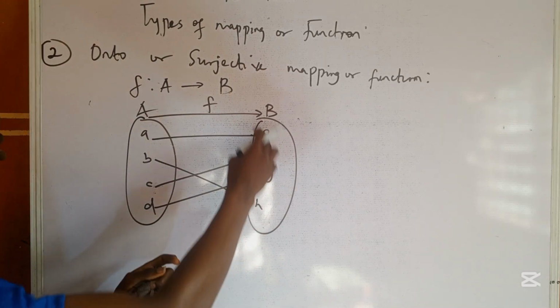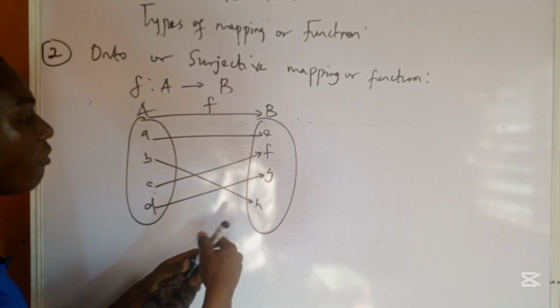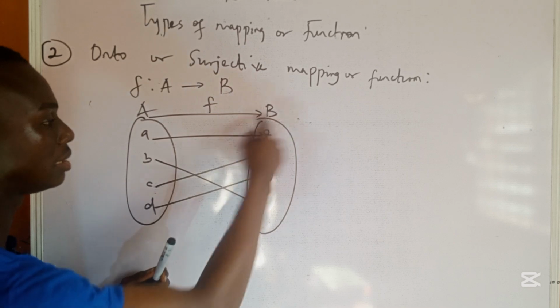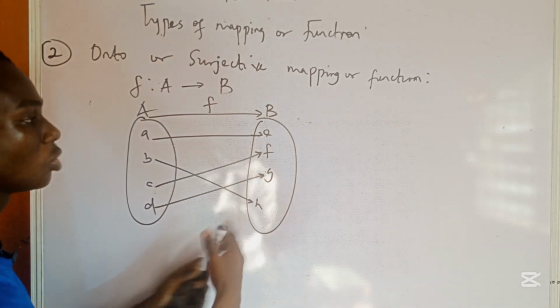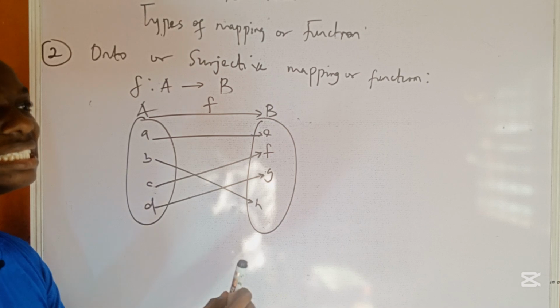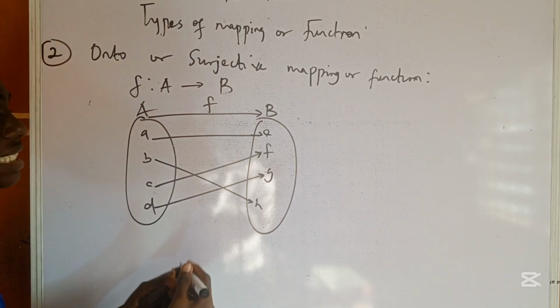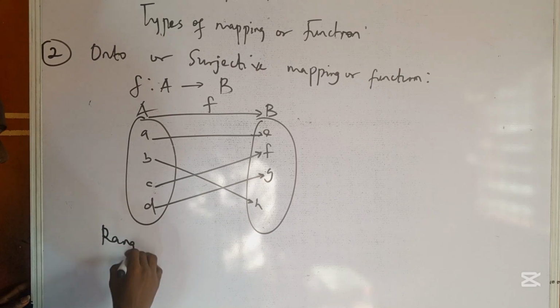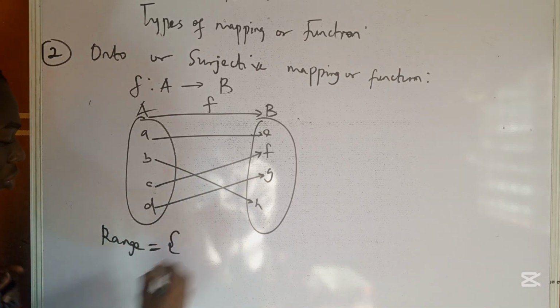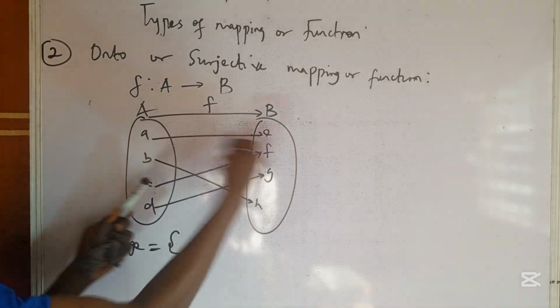Since, when you notice again, we have used all the elements in the codomain. All of these elements, we are using them. And I explained the range for us. I said the range is a subset, right? In this case, what will be the range of this function?